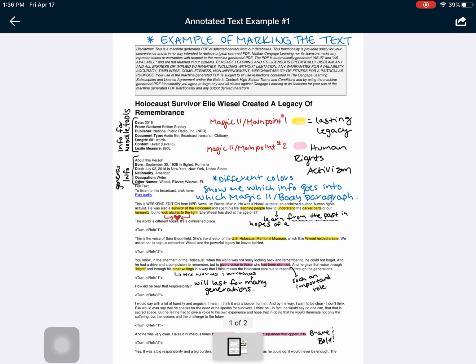So Miss Young was kind enough to mark up a text for us for annotated examples, and I want to point out a couple things that she did that you will need to do as well. So, as you can see on the top here, she has pointed out that everything in yellow will be for main point 1 about the lasting legacy, and everything in pink will be for main point 2, human rights activism.